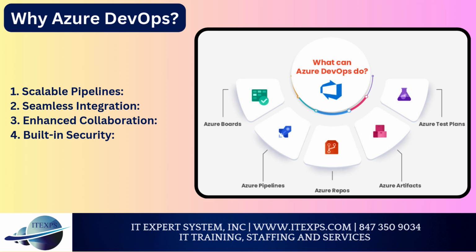Built-in security. Azure DevOps prioritizes security with built-in features such as secure pipelines, role-based access control, and compliance certifications. These measures ensure that your code and infrastructure are protected throughout the development lifecycle, helping to mitigate risks and maintain compliance standards.